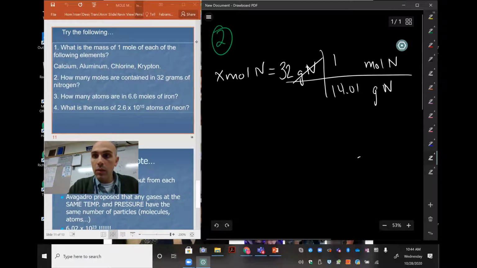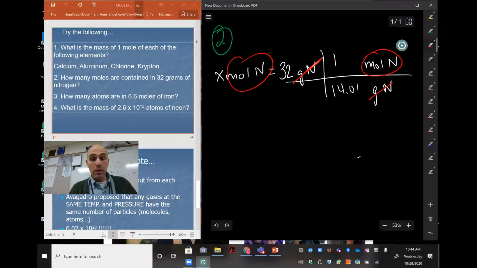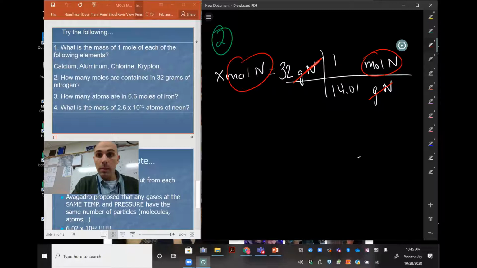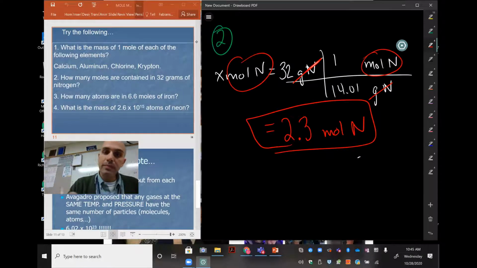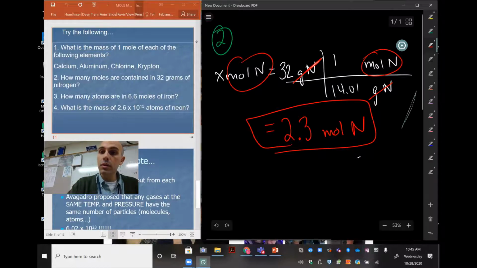We cross out the units that are similar, and we're left with moles of nitrogen, and we wanted moles of nitrogen. And when we go through and we divide 32 divided by 14.01, remember we started with 2 sig figs, so we're going to have 2 sig figs in our answer. 2.3 moles of nitrogen. And that's our answer. Very good, right? Okay, let's move on to number 3.